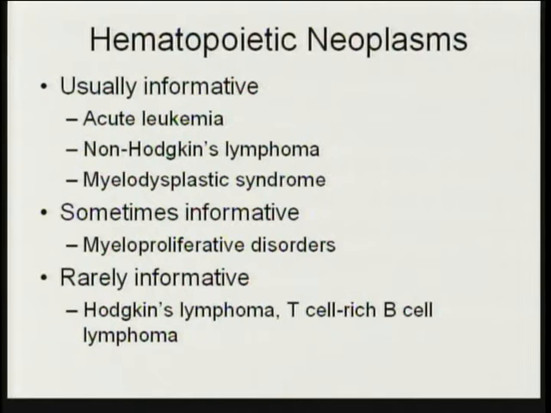So if one looks at hematopoietic neoplasms, where is flow cytometry informative? Well, it's usually informative in cases such as acute leukemia, both for identifying the fact that it's leukemia as well as defining the lineage and type of maturation. It's good for looking at non-Hodgkin's lymphomas, almost of all types. And one of the newer applications that we've published data on is the identification of myelodysplastic syndromes or other myeloid stem cell disorders, which are increasingly utilized for that particular diagnosis.